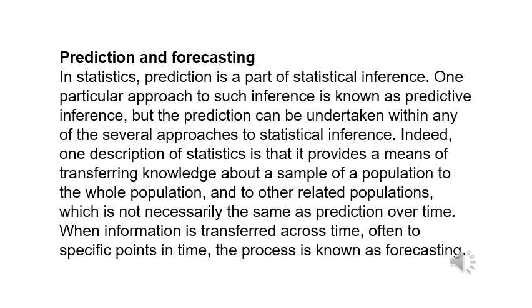Prediction and forecasting. In statistics, prediction is a part of statistical inference. One particular approach to such inference is known as predictive inference, but the prediction can be undertaken within any of the several approaches to statistical inference. Indeed, one description of statistics is that it provides a means of transferring knowledge about a sample of a population to the whole population, and to other related populations, which is not necessarily the same as prediction over time. When information is transferred across time, often to specific points in time, the process is known as forecasting.